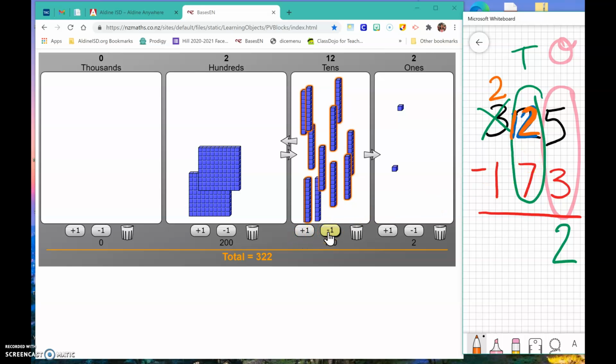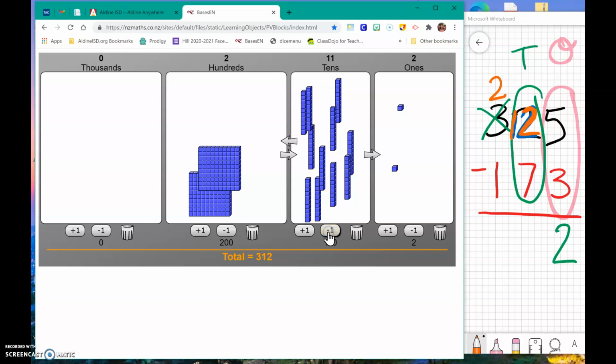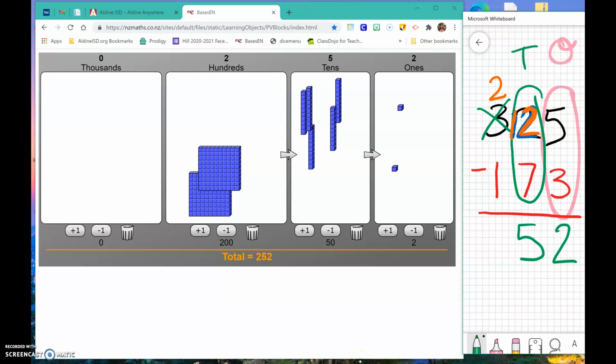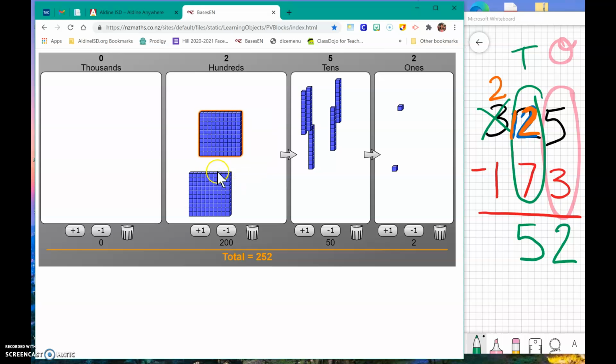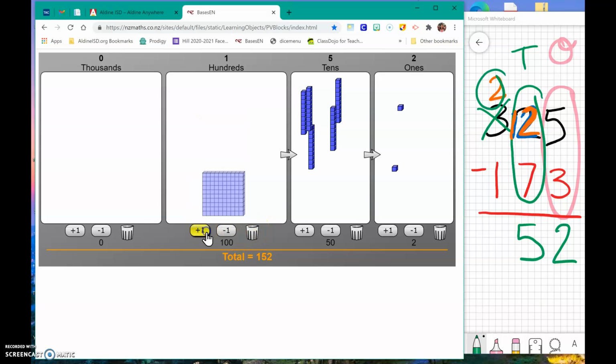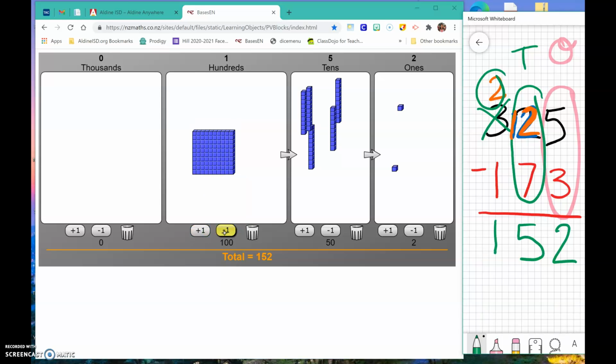If not, I can use the picture. So I'm gonna subtract 7 tens. 1, 2, 3, 4, 5, 6, 7. And I have 5 tens left. So ahí es donde tengo 5 tens. Okay. So I have 5 tens. Now I have 200 and I'm going to subtract 100. So when I subtract 200 minus 100, 200 minus 100 equals 100. So again, I have 152. Okay. So my answer is 152.